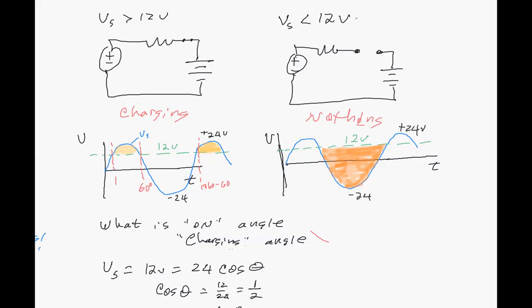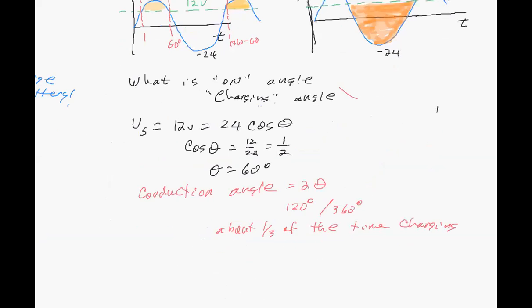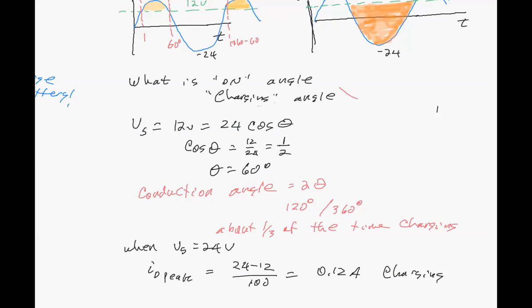Those are the peaks. And at that peak, when Vs is equal to 24 volts, we could find the peak current, and that would be the diode current at the peak, equal to 24 minus 12 over 100 ohms, or 0.12 amps charging. All right, that would be the peak current. Most of the time, the vast majority of the time, it'll be less than that, but that will be the maximum that we charge it with, just at those peaks.